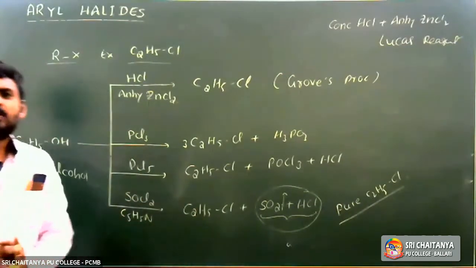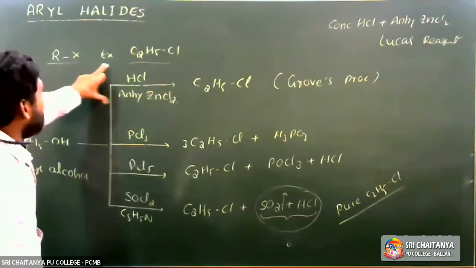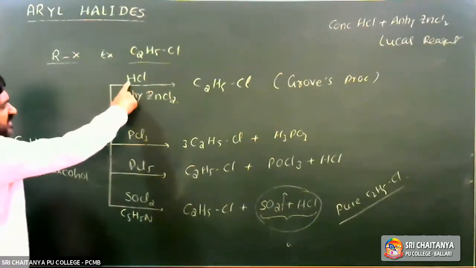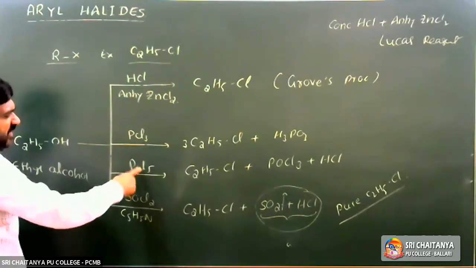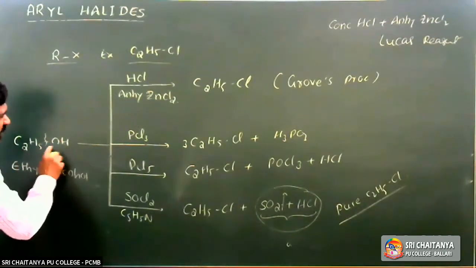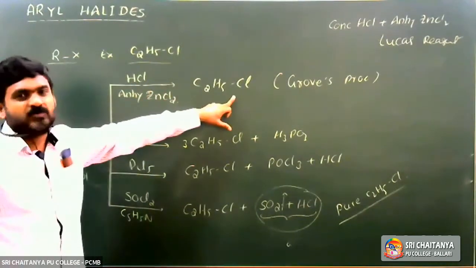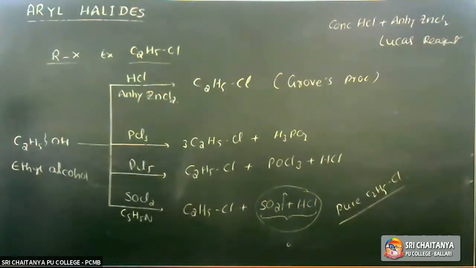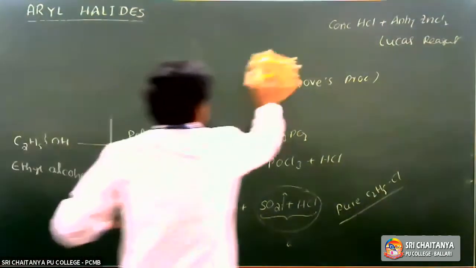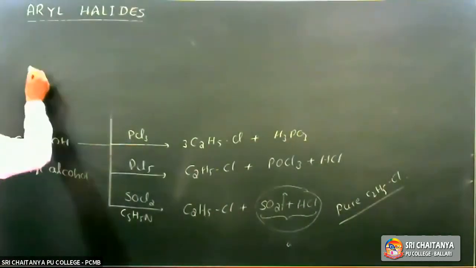So these are the main methods of preparation of ethyl chloride, that means alkyl halides. Alcohols are treated with either HCl, PCl3, PCl5 or SOCl2. Here the C-OH bond is broken and this OH is replaced by halogen. Okay, right. Now the preparation of aryl halides. To prepare alkyl halides, we use aliphatic alcohol, that is alcohol ROH.